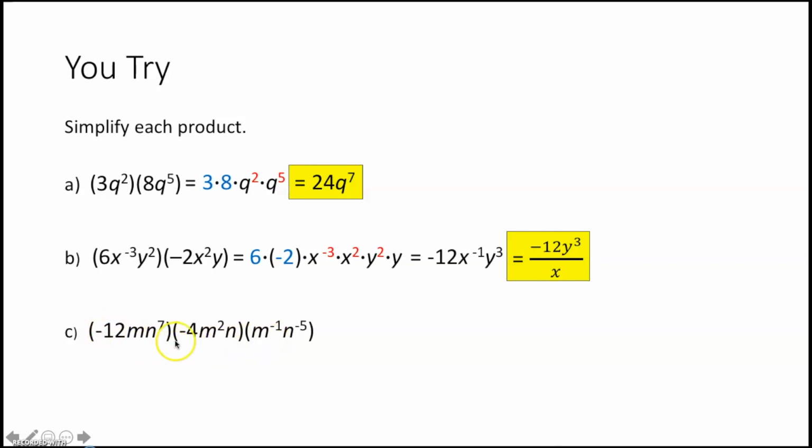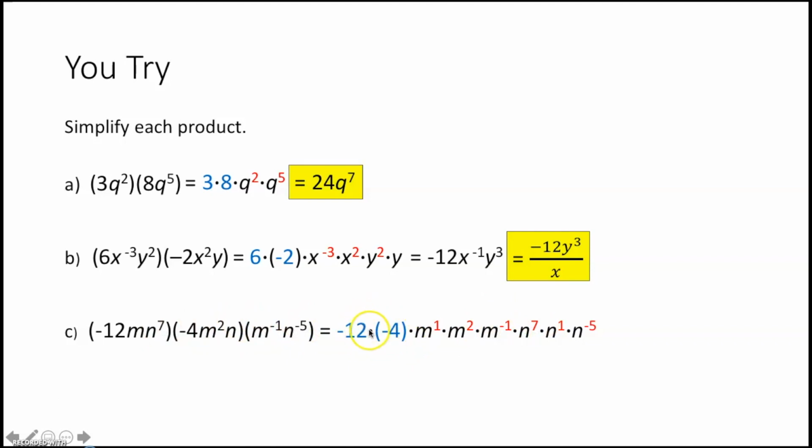What's -12 times -4 times this 1? Well, that goes out front, and that's going to be 48. M to the 1st times m to the 2nd times m to the -1st power. We're going to add those exponents together. And then n to the 7th times n to the 1st times n to the -5th. We're going to add those exponents together.